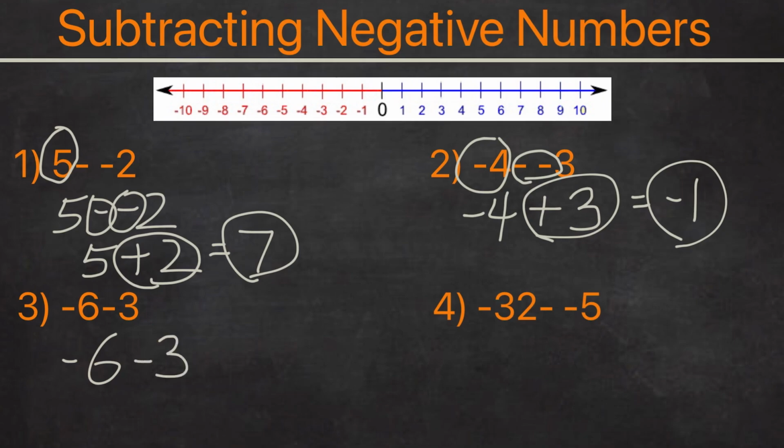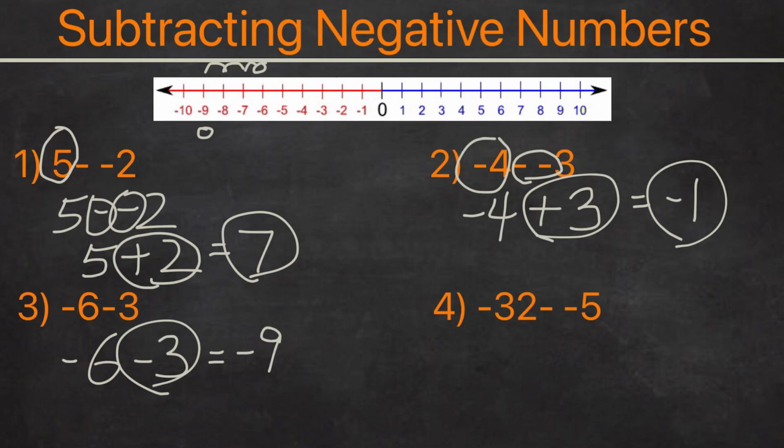So negative 6 will start here. And when we minus 3, that means we're going toward the left. So that would be 1, 2, 3. And our ending point would be negative 9.